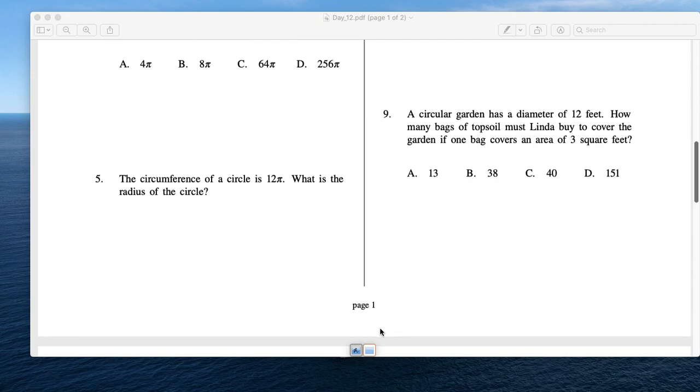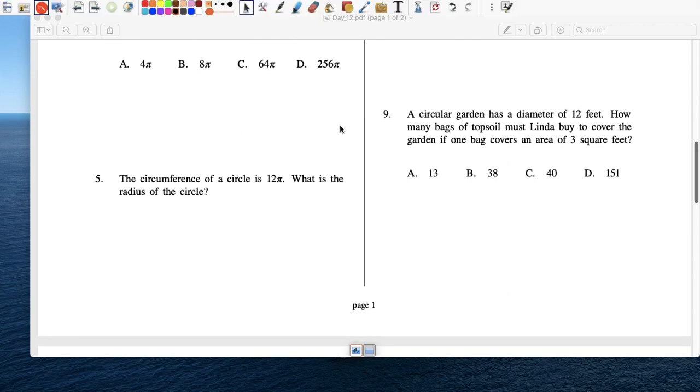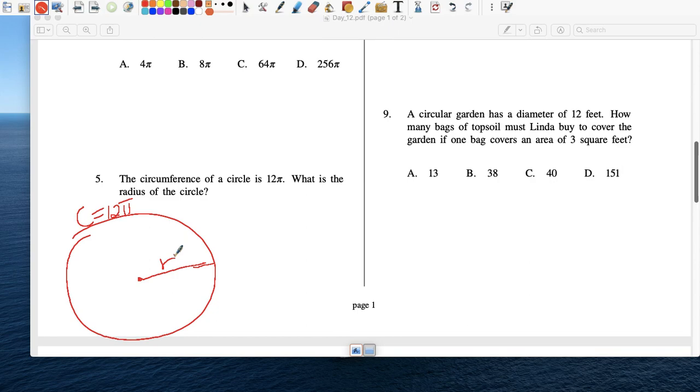4, 5. What is the circumference of a circle? The circumference of a circle is 12 pi. What is the radius? So the circumference is 12 pi. If you take a lap around the circle, it's 12 pi, or 12 times pi, which is 36 point something. And we're looking for the radius. Well, if circumference is all I have, circumference is the only formula I can use. You can use C equals pi d. You can use C equals 2 pi r, and that gives you the radius right away. I'm just going to keep to this one.